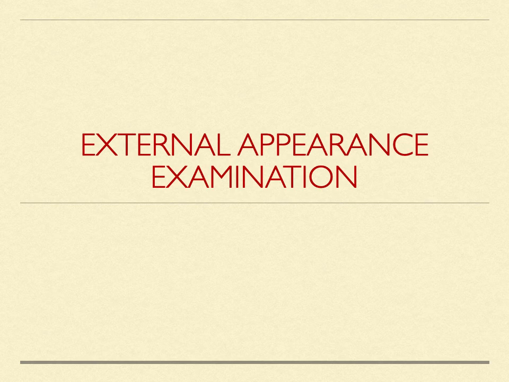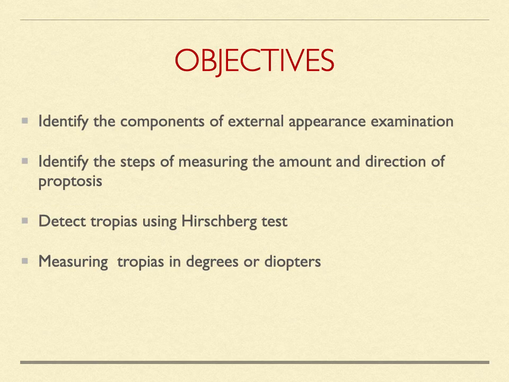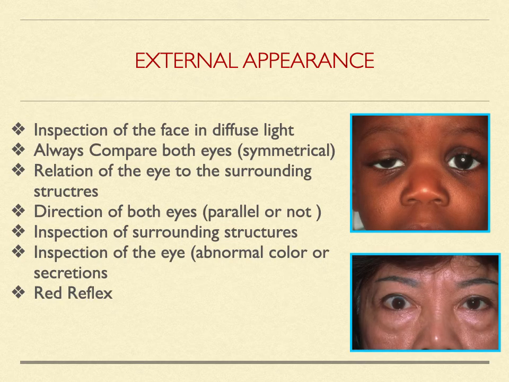In the external appearance examination, our objective is to identify the components of external appearance examination, with steps of measuring the amount and direction of protrusion of the eye, or what we call proptosis, and detect tropia, which is the squint or deviation of the eye, using the Hirschberg test, and measuring these tropias in degrees or diopters by a very simple method. Let's see what we are going to see in external appearance.